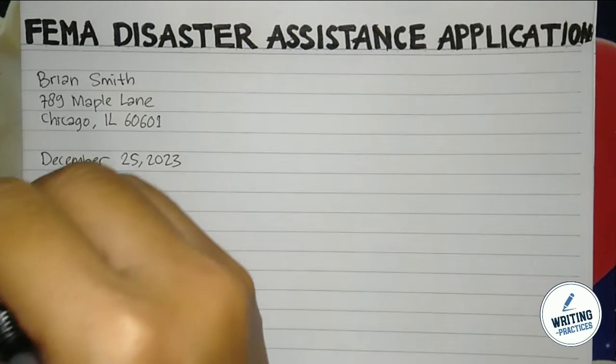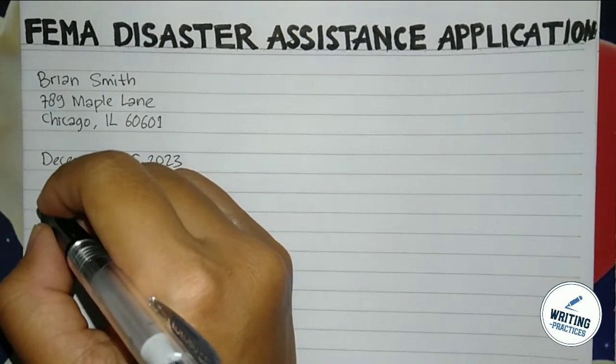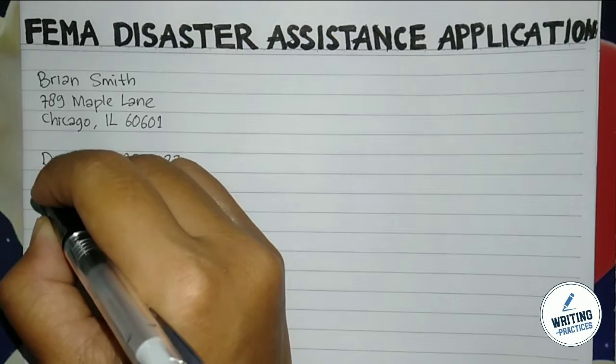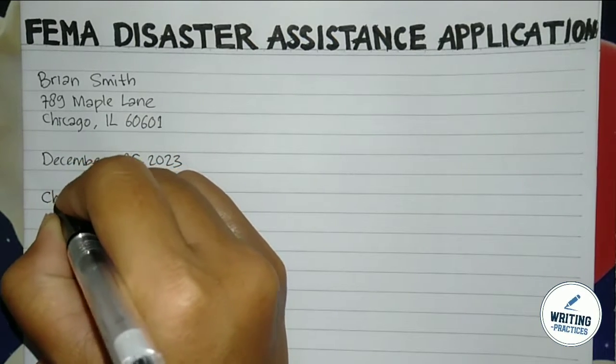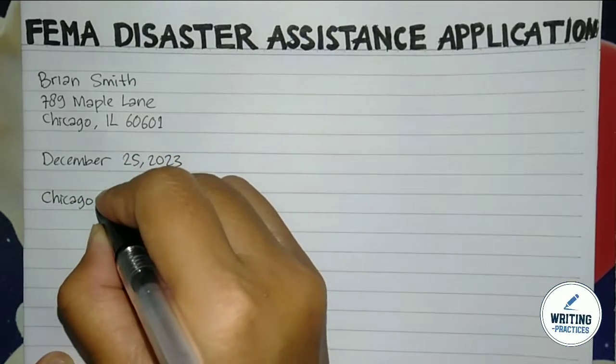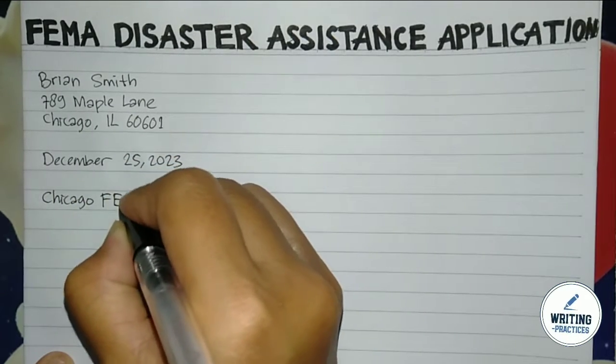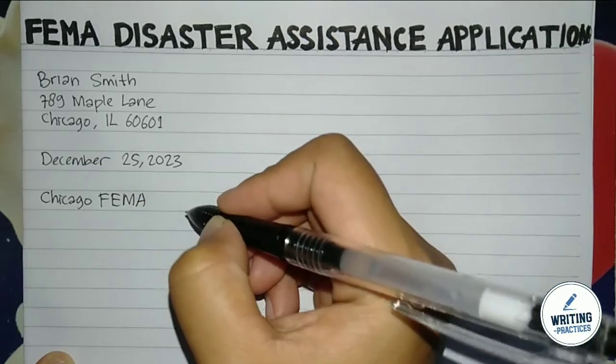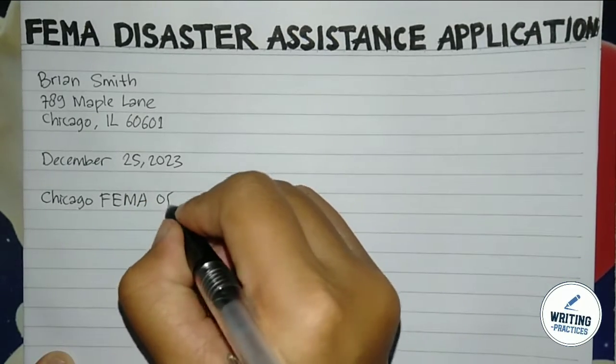The specific content and format of the letter may vary depending on the disaster's circumstances and the applicant's needs. Here, Writing Practices will show you how to write a FEMA disaster assistance application letter step by step. Check this out. First of all, write your full name.